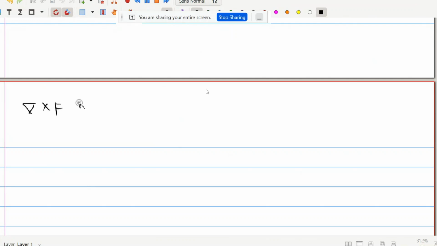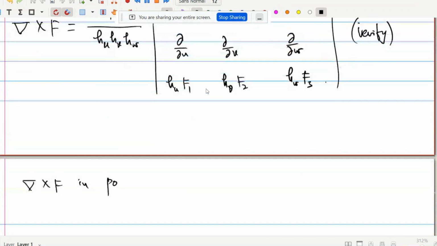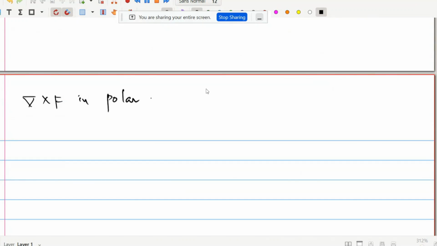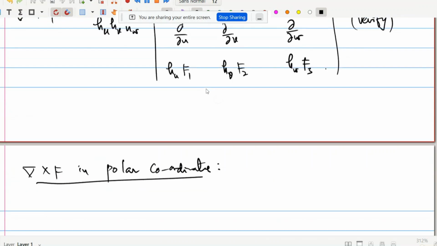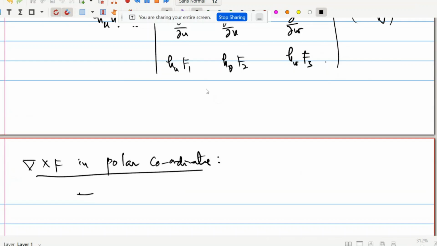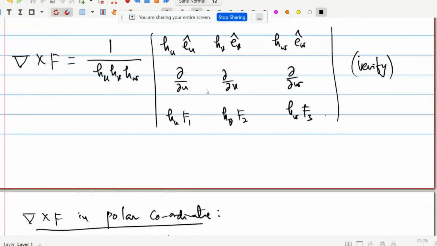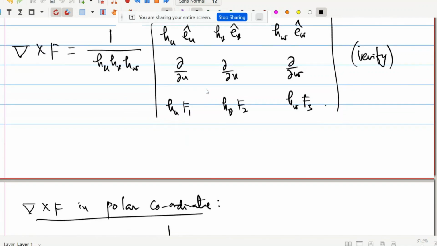Del cross F in polar coordinates. Polar or vector? Polar also you can do, no? Yes, sir. In cylindrical also, sir. Yeah, you can do just polar coordinates. It will be easy, so that it will be zero. So what you get is del cross F equal to, in polar coordinates, 1 over HU H theta. HW simply you can take as one.